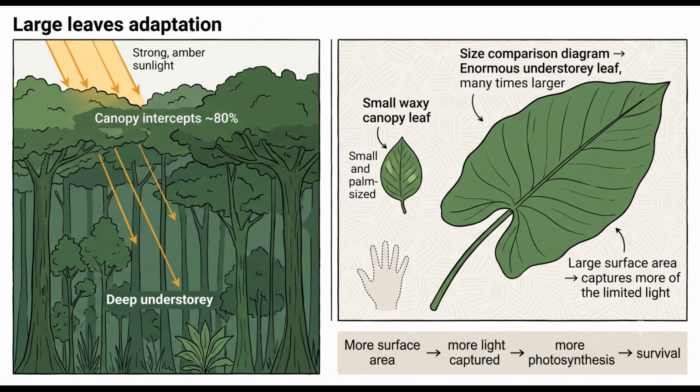Mechanism: a larger leaf surface area captures more of the very limited light that filters through the canopy. More light captured means more energy available for photosynthesis, and the plant can survive and grow despite the near darkness, found primarily in the understory and forest floor.